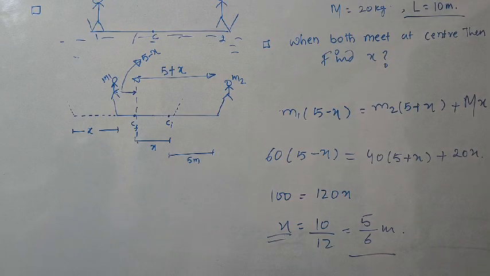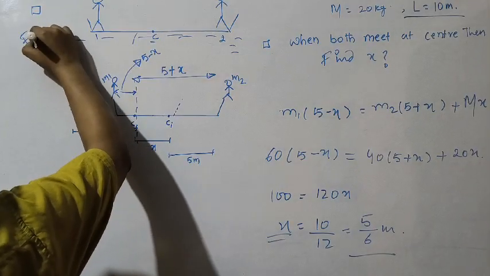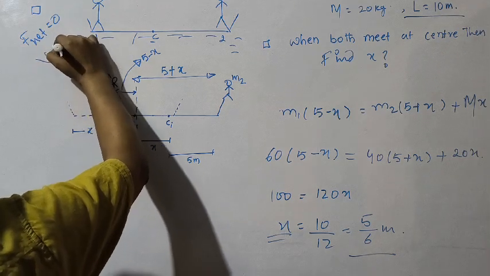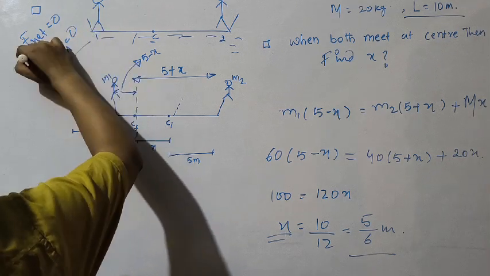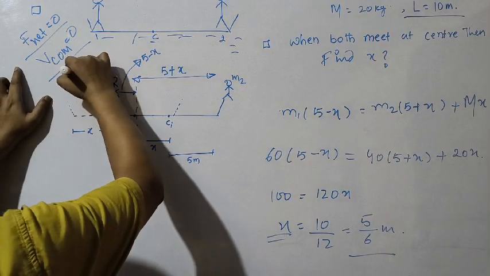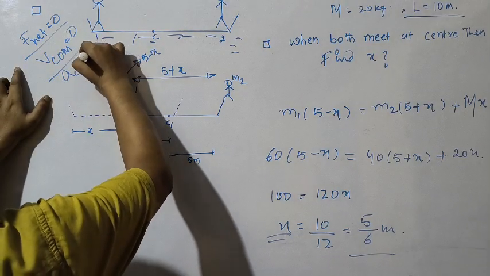Okay, I think I am clear. In this question what we have done, since net force is 0, still net force is 0 and still the center of mass is at rest. So here VCM is 0 and F net is 0. Acceleration of the center of mass is also 0.